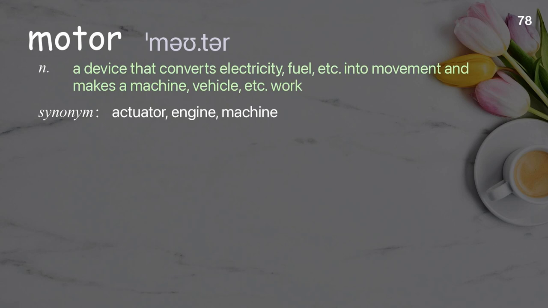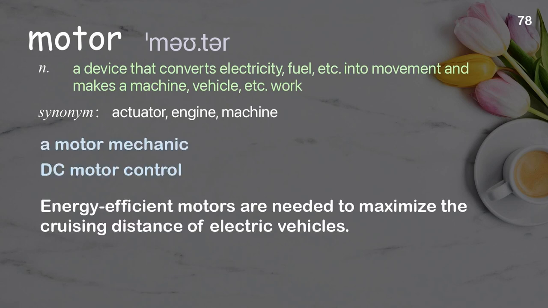Motor. A device that converts electricity, fuel, etc. into movement and makes a machine, vehicle, etc. work. Examples. A motor mechanic. DC motor control. Energy efficient motors are needed to maximize the cruising distance of electric vehicles.